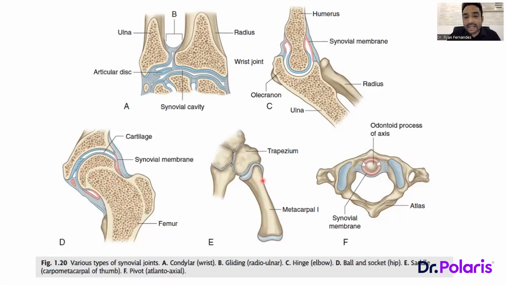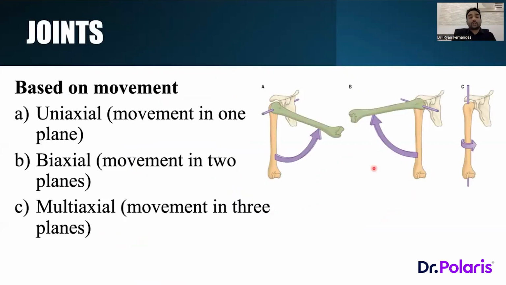This is the saddle joint, the carpometacarpal joint of the thumb. So this is the rider going and sitting on the horse, and it allows movement in all the axes. And the last one is pivot joint, that is the atlantoaxial joint. So those were how the synovial joints were divided, based on the shape of the articular surface. Next, you come to the joints based on the movement.